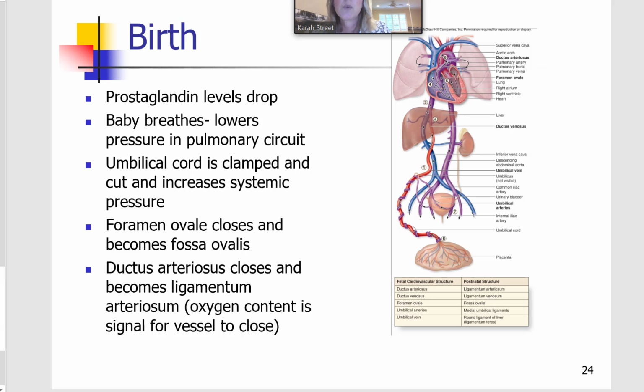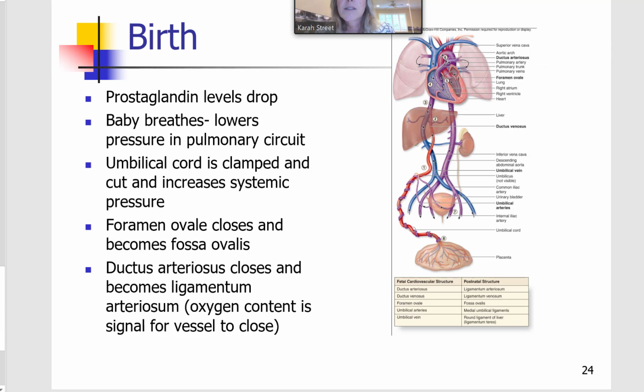Number two, once the baby is born, chemicals present during pregnancy and labor and delivery are no longer present, because it's the mom that made them. So once the baby's born, those chemicals can't get into the baby's blood supply anymore from mom. These chemicals are pregnancy hormones and other chemicals known as prostaglandins. So as the levels of those chemicals change, that's what makes these structures start to change.